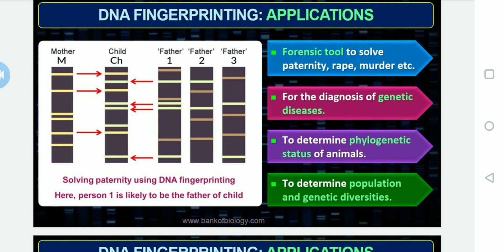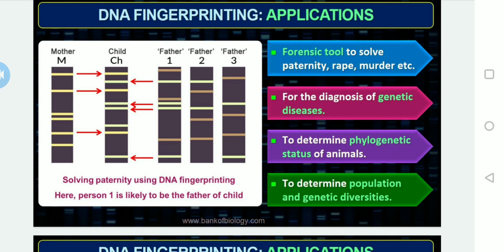happen. So here is one of the examples they have given of how to solve paternity using DNA fingerprinting. Person 1 is likely to be the father of the child. So they will compare. Don't think that they will get an exact match. They will get the maximum similarities, and based on that they can identify. Even with their own children, you don't think that 100% it will match. The maximum similarities, and dissimilarities.